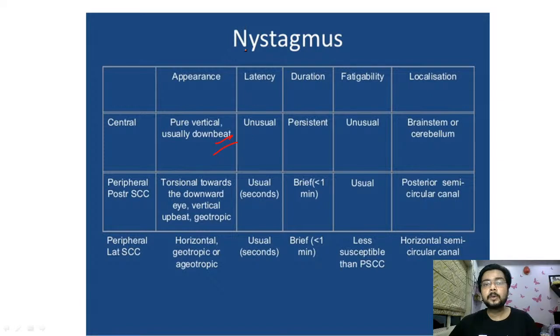Now, regarding the nystagmus, how are you going to identify what type of nystagmus is there? You are doing the test, but you should know what type of nystagmus it is. In central lesions, there will be either purely vertical or downbeat nystagmus. There won't be any latency. The duration will be persistent. There won't be any fatigability, meaning on repeated testing, on repeated exposure, the nystagmus will be the same amount and persistent. So think of the brainstem or cerebellum.